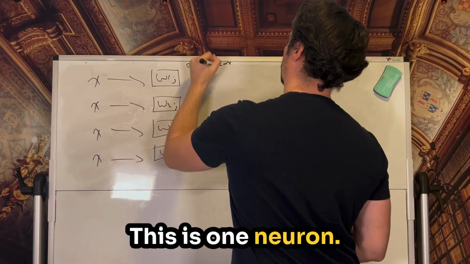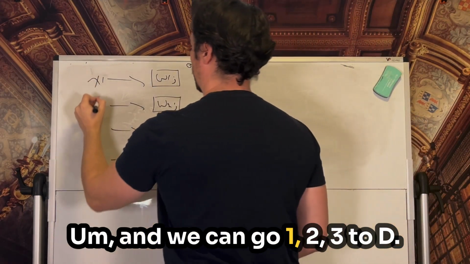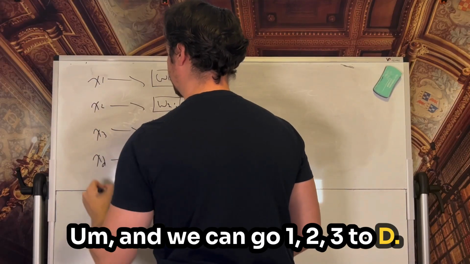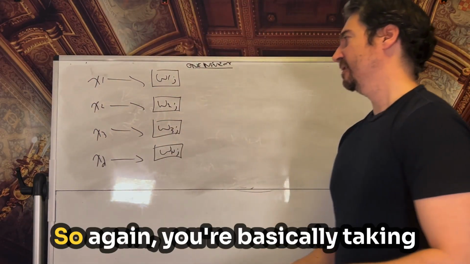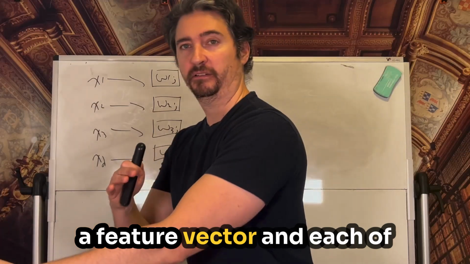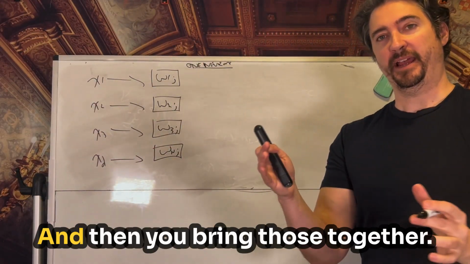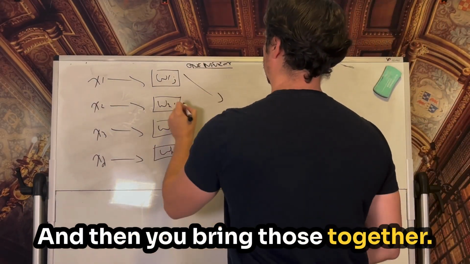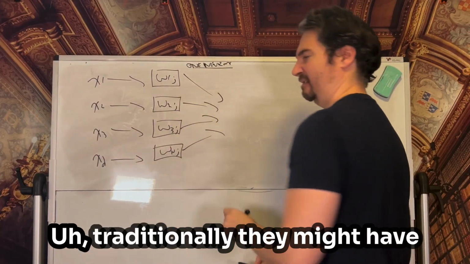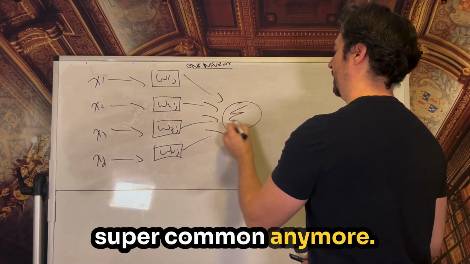Okay, this is one neuron. And we can go 1, 2, 3 to D. So again, you're basically taking a feature vector, and each of those gets its own weights. And then you bring those together. Traditionally, they might have called this a transfer function. I don't think that's super common anymore.